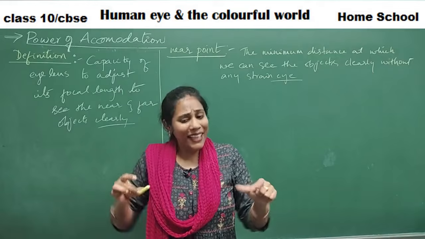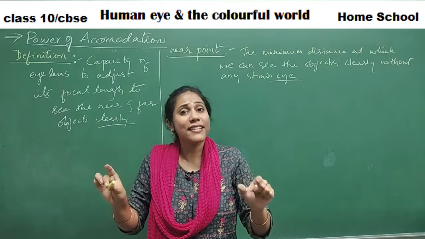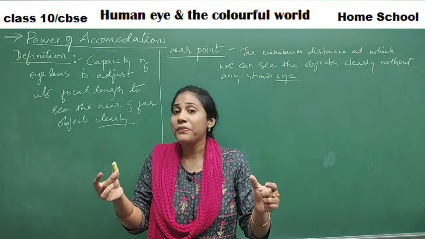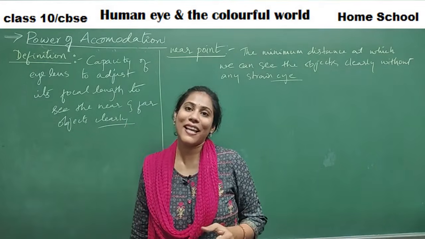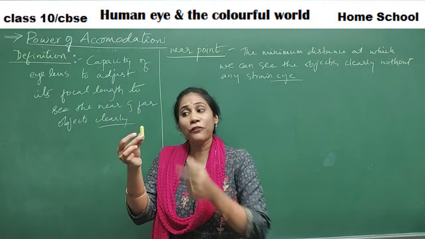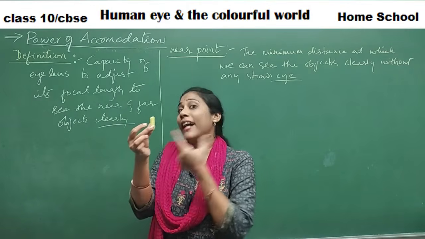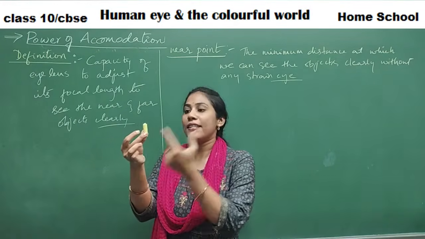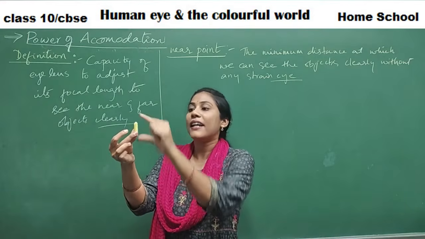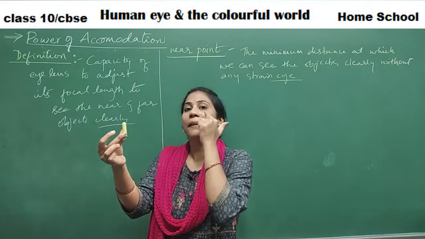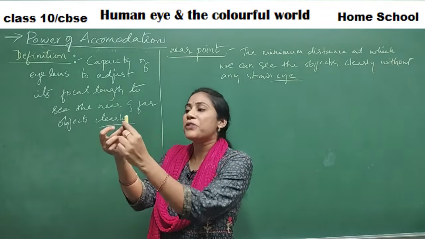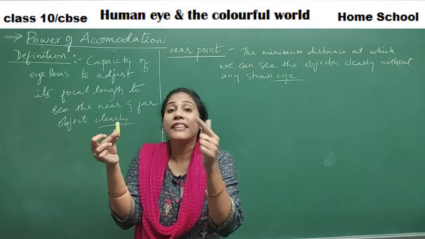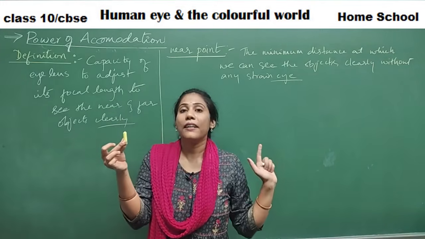And then at what distance can you see objects very clearly? At least a minimum of 25 centimeters has to be there. If you keep the object within that 25 centimeters from your eye, from your eye to the object, at least 25 centimeters distance should be there. Only then can you see the object very clearly without any strain on the eye.